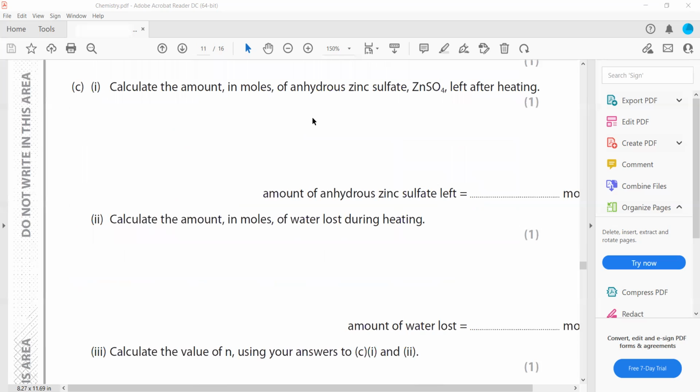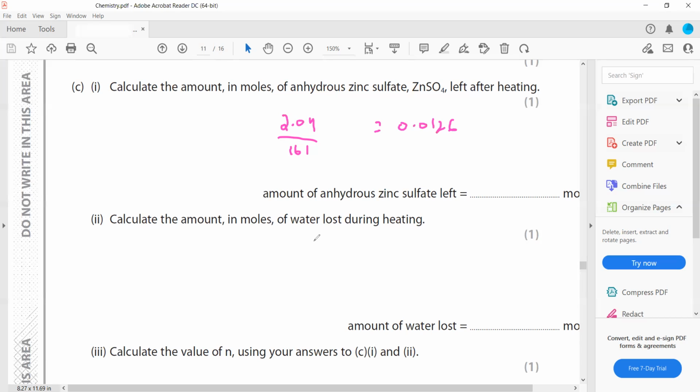Calculate the amount in moles of anhydrous zinc sulfate left after the heating. So moles equals mass in grams divided by molar mass. Mass in grams is 2.04, which we worked out is the mass of anhydrous zinc sulfate, divided by the molar mass of zinc sulfate. Using a periodic table, we'll work out the molar mass. So 2.04 divided by the molar mass of zinc sulfate, which is 161, we'll get 0.0126 moles. So these are the moles of zinc sulfate.